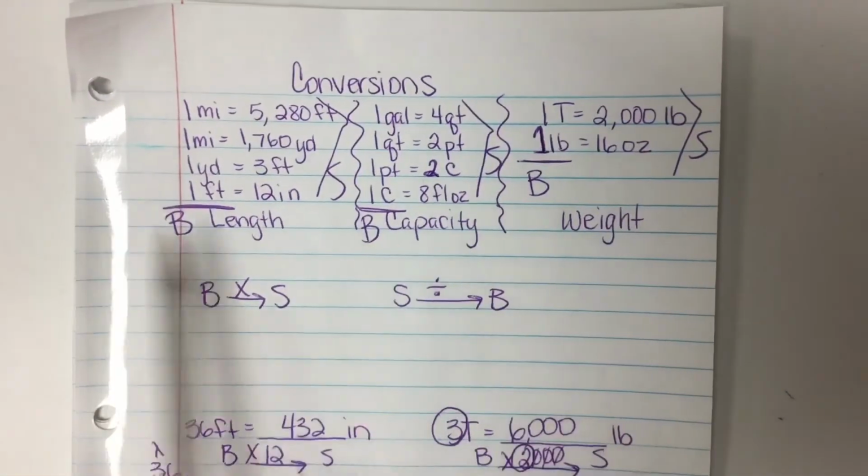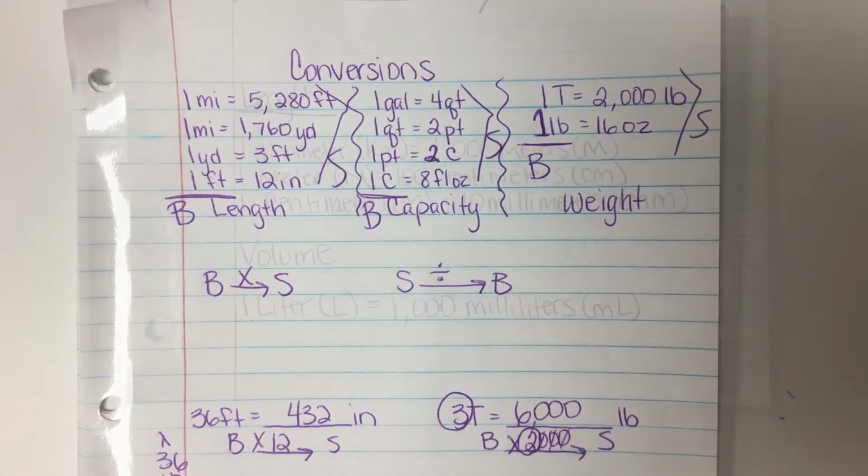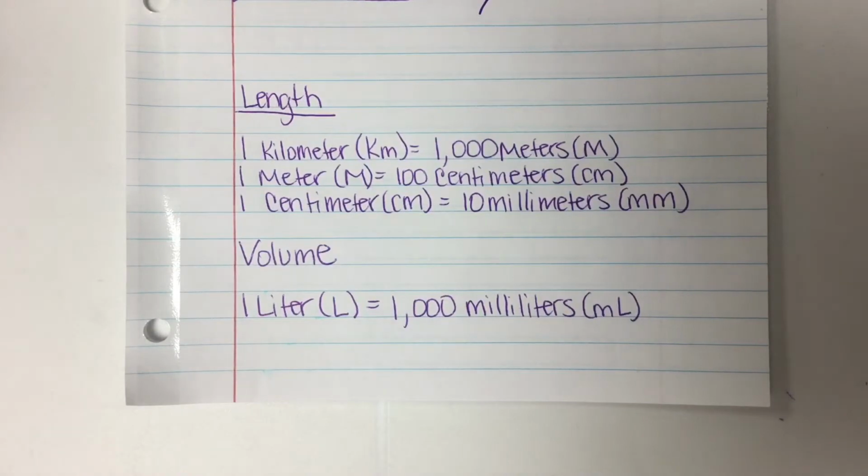Okay, so that's conversions. You should already have this in your journal. Hopefully you've been keeping up. If not, here it is. You need to jot it down because you'll need it for your assignment for today. Okay, so now I'm going to show you metric conversions. So you need to write this down in your journal.